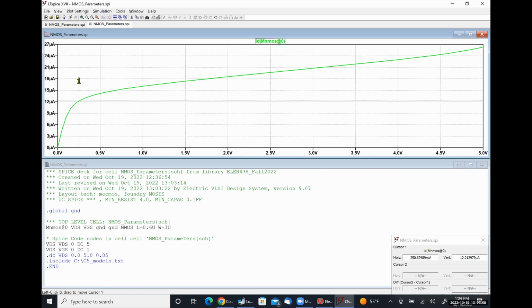So on my simulation, I'm getting 12.2 microamps for a VDS value of 250.67 millivolts. If you click on the line and use your arrow keys, I think it rounds. Yeah, so click on it like how you have it there, and then use your arrow key. All right, so I'm getting 12.2. That's awesome. I did not know that. Thank you. So if we know that, let's do this on the other board here.